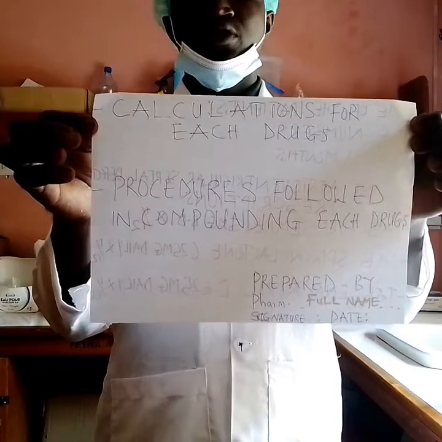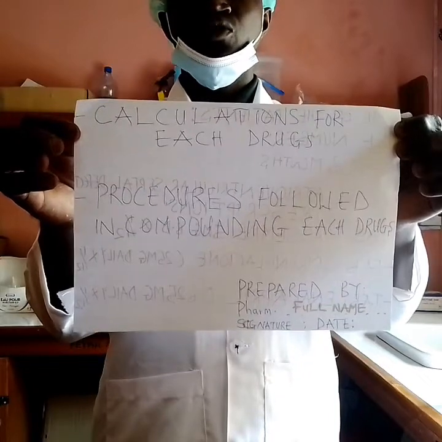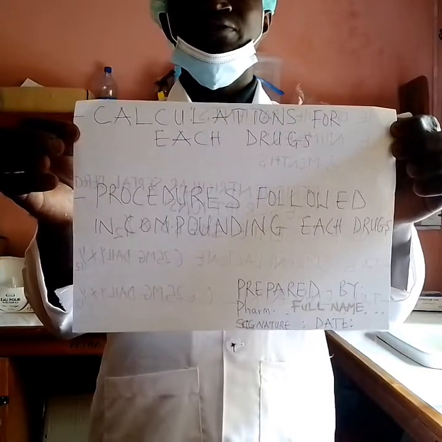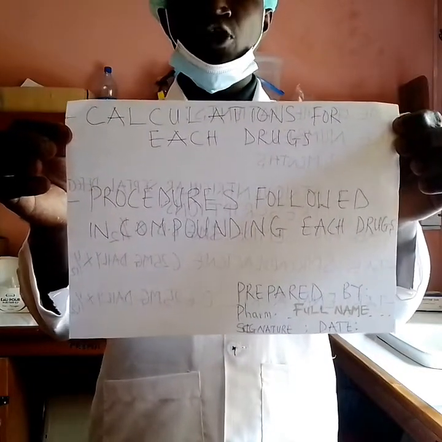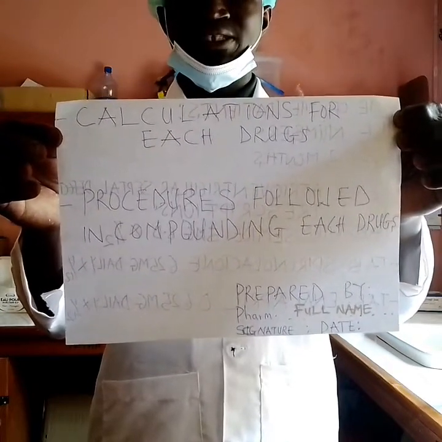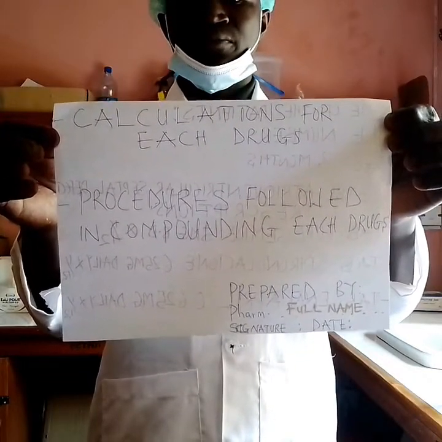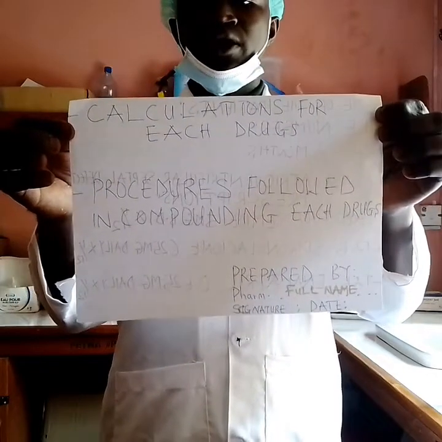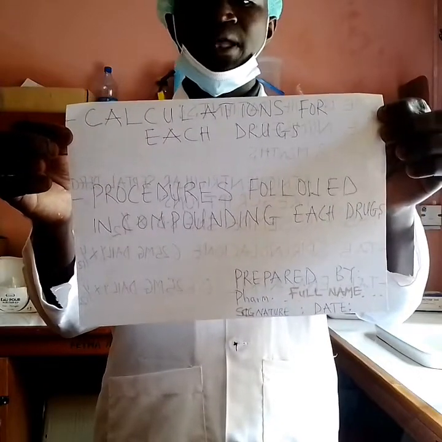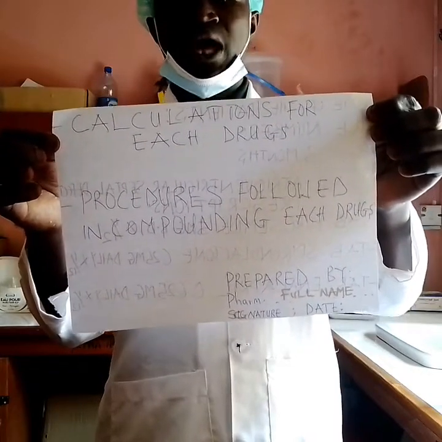Calculation. Do your necessary calculation. We'll see how to do the calculation so that we will do it very well. After your calculation, write the procedure you followed in compounding that drug. Yes, you need to document it so that if the patient comes to your clinic or hospital next time, you will be able to say, okay, let me check my documented material, the information I documented about you, so that I remember what I did last time and also know what to do now.